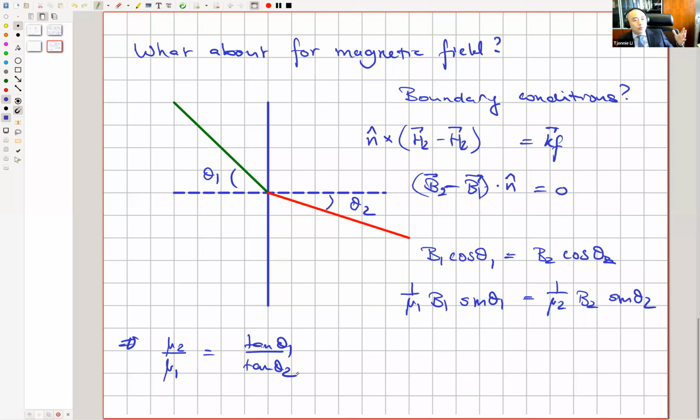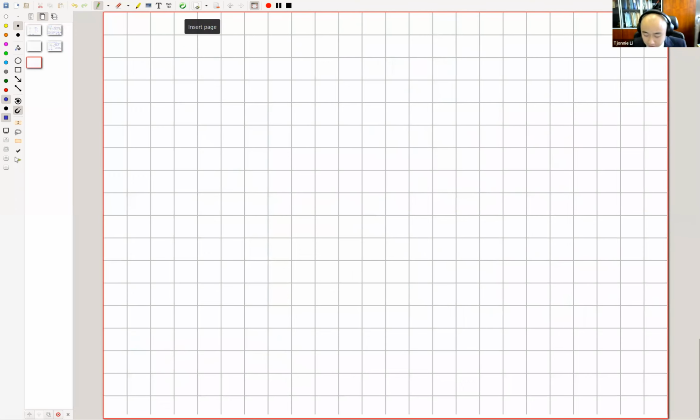Okay, so a fairly simple problem to basically show how I use the boundary conditions. What are the boundary conditions? Okay, let's go to the next question, the next problem.